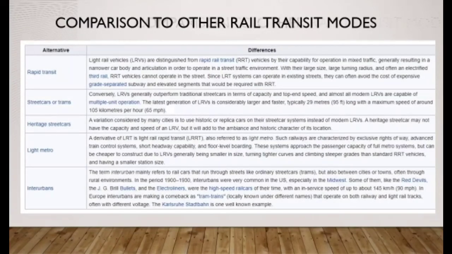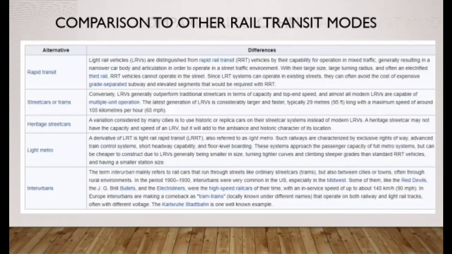Thirdly are heritage streetcars. The differences are, a variation considered by many cities is to use historic or replica cars on their streetcar system instead of modern LRVs. A heritage streetcar may not have the capacity and speed of an LRV, but it will add to the ambience and historic character of its location.